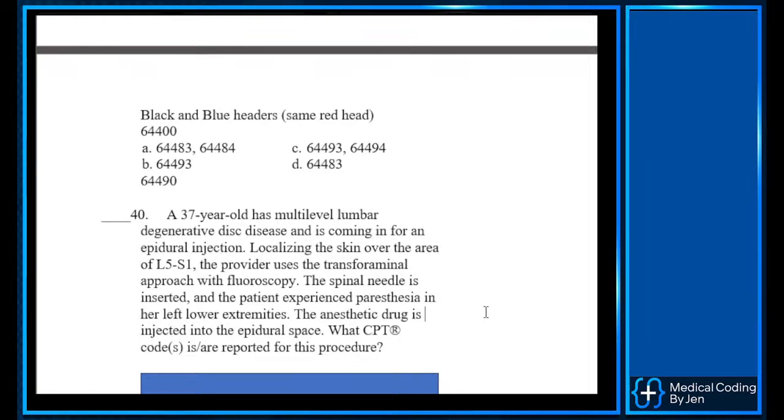Alright, 64400. These codes will definitely be in the exam. Are we doing an anesthetic agent or a steroid? Or are we doing a diagnostic or therapeutic agent? That is our difference between our parent codes. This one is diagnostic and therapeutic, where this one is steroid and what? Anesthetic or steroid. Why are we doing this? And what are we doing? Are we just numbing them up, or are we fixing them?